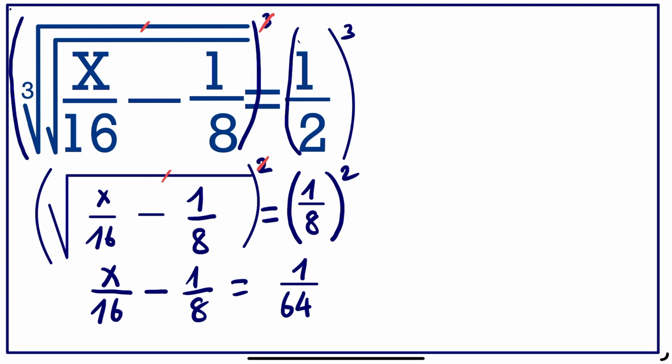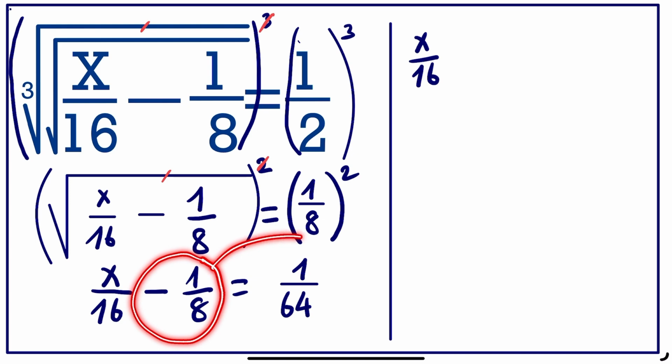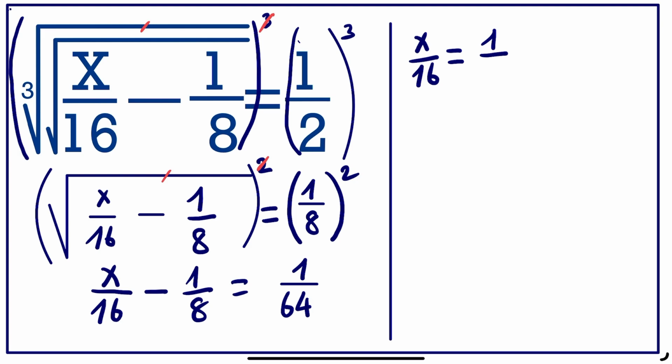So now we have our equation with one unknown. So let's look for x. We have x over 16, here we have minus 1 over 8. When it crosses the equal sign, the sign will change and it becomes plus 1 over 8. So we have equal to 1 over 64 plus 1 over 8.